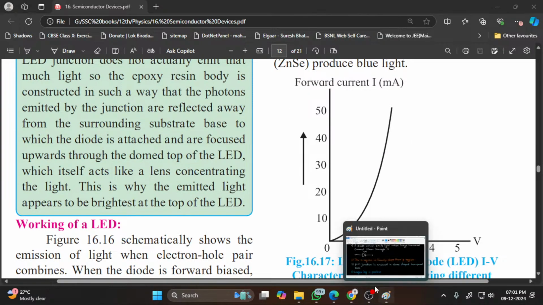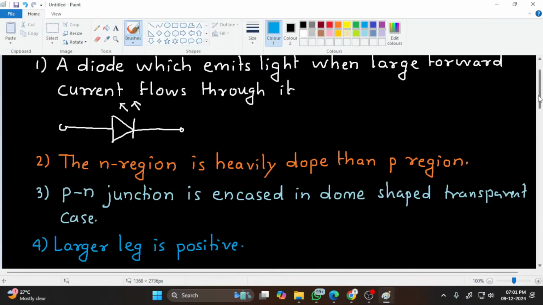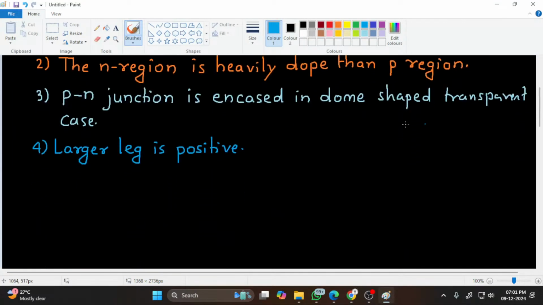So let us write these things about LED, light emitting diode. We'll write the working of LED. Working is also very similar to a PN junction diode, that electrons and holes recombination take place, and due to this recombination energy is released in the form of photons, and that is the speciality of this diode.